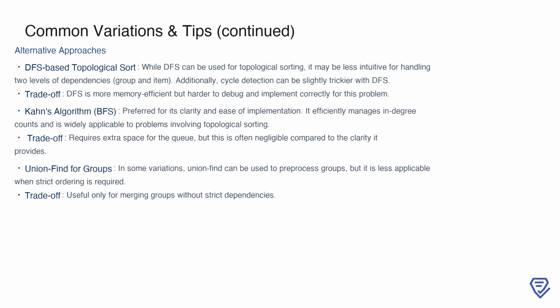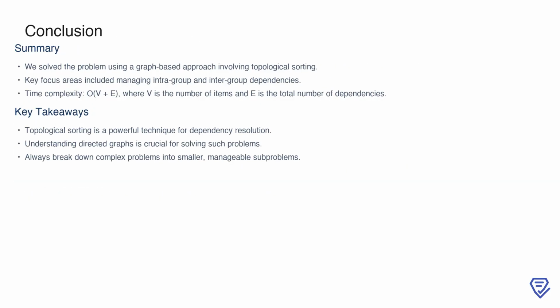Another technique involves union find for pre-processing groups. While union find can be helpful for merging groups, it is less applicable when strict ordering between groups or items is required. Each of these approaches has its trade-offs, so selecting the best one depends on the specific requirements and constraints of the problem. Great job! In summary, we tackled LeetCode problem number 1203 using graph-based algorithms and topological sorting to manage dependencies. Remember, breaking down problems into smaller parts is key to solving complex challenges.